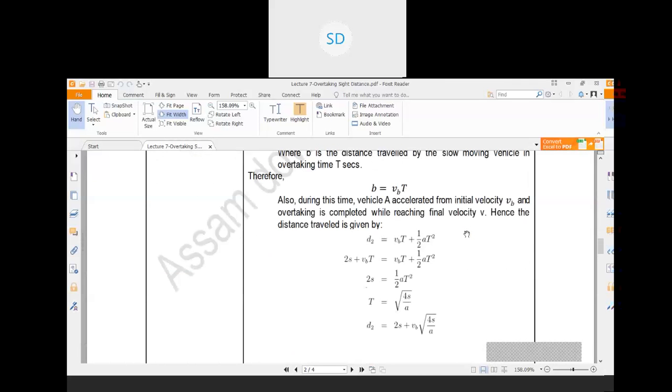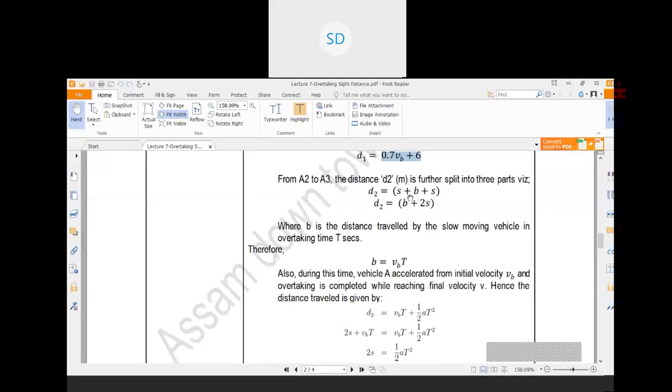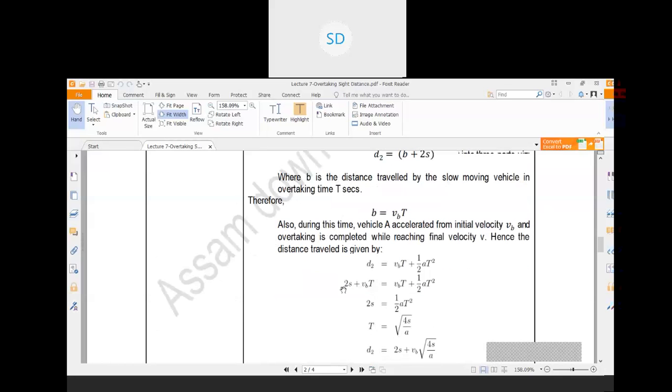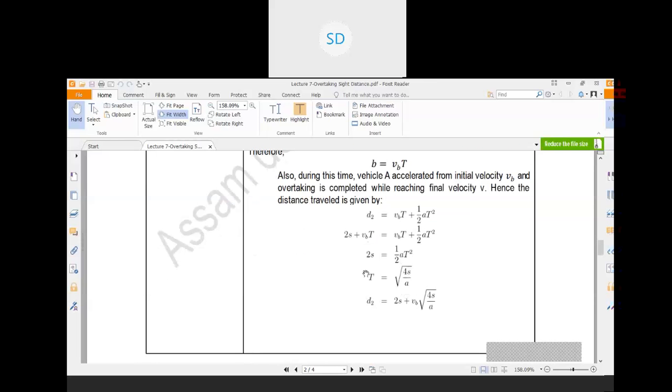Now you know the equations of motion, so you just consider this. Here d2 is VB into T plus half a T square. This is basically the equation of motion. So you know d2 is VB T plus 2s, as discussed in the earlier steps, that is b plus 2s, and your b is VB into T. So 2s plus VB into T is equal to VB T plus half a T square.